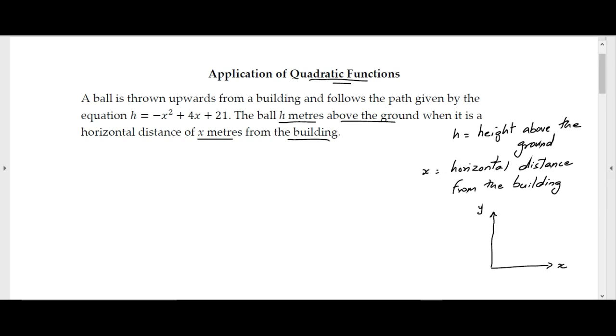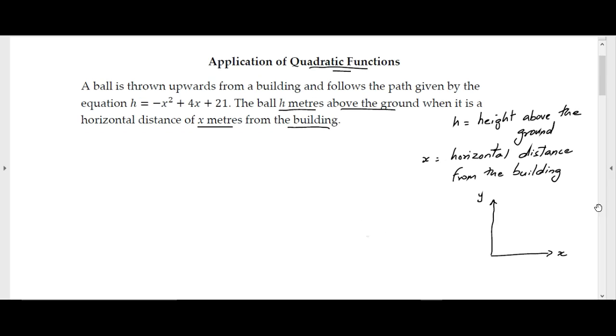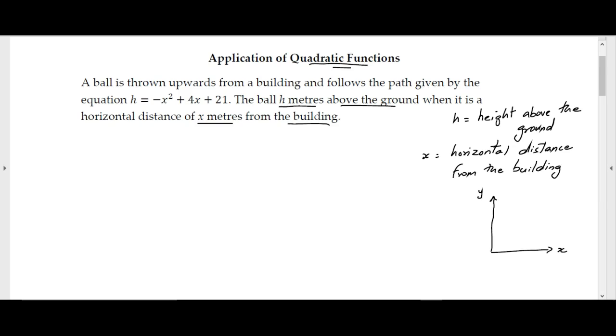Now the second thing, at the end of the day, it is a quadratic function. So when we talk about quadratic functions, we talk about all the important points that we can label in a quadratic function. So what are the most important points? We can have our y-intercept, our x-intercept or intercepts, our turning point, and finally the shape of the quadratic function.